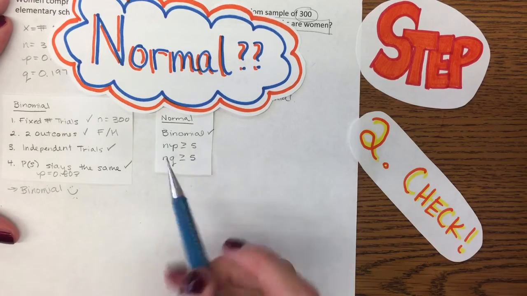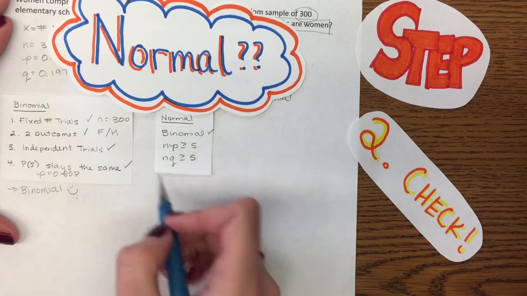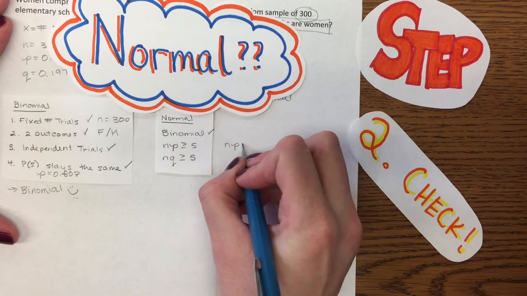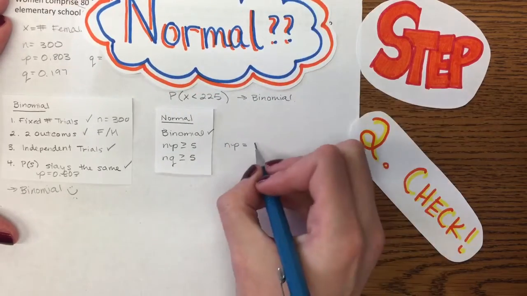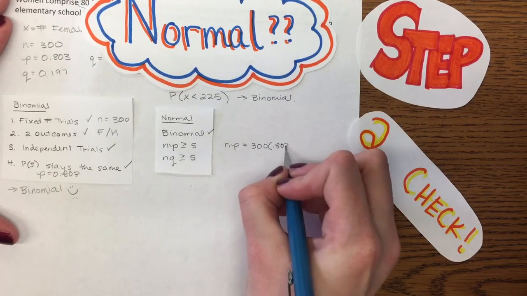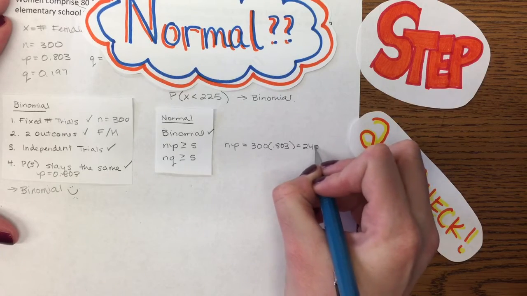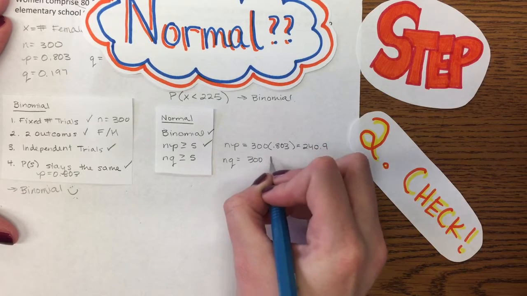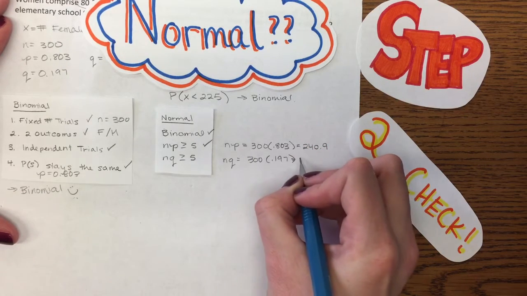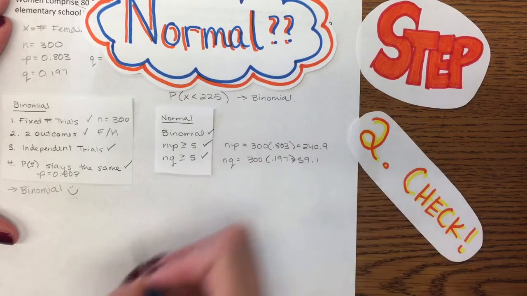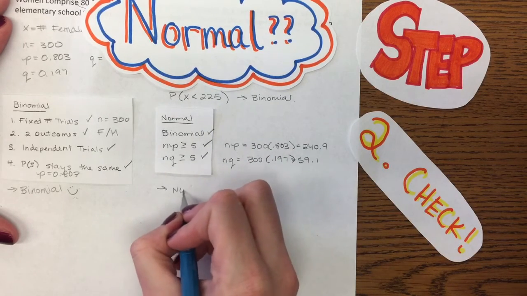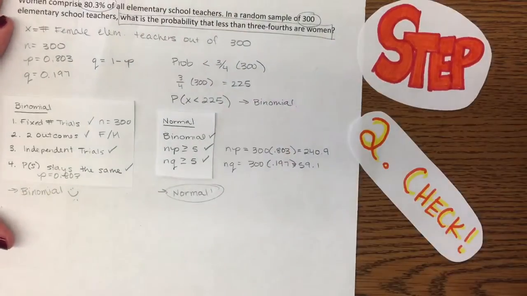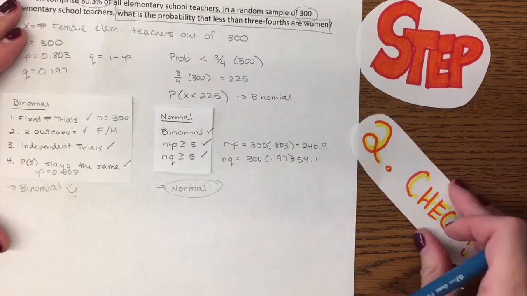Now we need to check these 2 factors, np greater than or equal to 5 and nq greater than or equal to 5. So np is 300 times 0.803, which works out to be 240.9. So yep, that works. And nq is 300 times 0.197, which works out to be 59.1. So yes, this works. Therefore, yes, we can use the normal approximation. So that's our entire step 2 of checking.